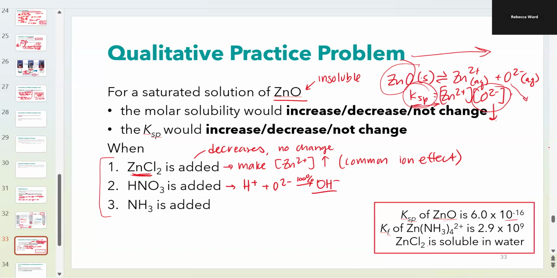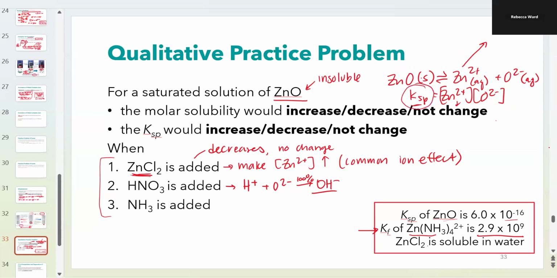And then lastly, we have our ammonia that we're adding. And the key information here is that we give you the Kf. Remember, so Kf is provided. You know that zinc 2+ likes to form this tetra ammine complex, and it's got a big Kf value. So when I put my NH3 in, it reacts with the zinc 2+. So we're pulling zinc 2+ out to make this complex, which drops this concentration.